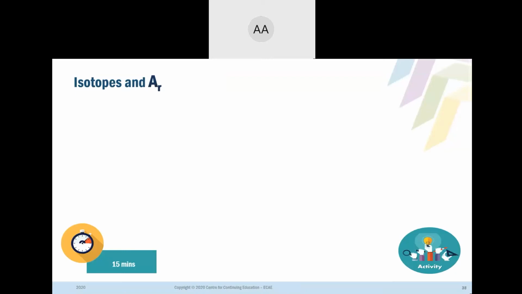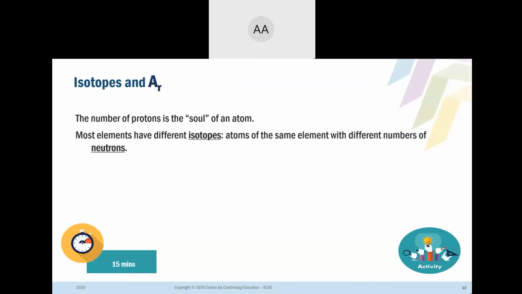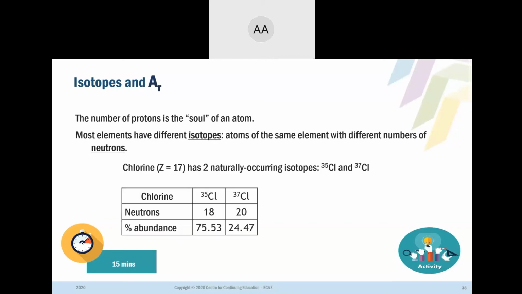Right, so let's have a little go at an activity. Isotopes. So we know the number of protons is the soul of an atom. Most elements have different isotopes, atoms of the same element with a different number of neutrons. Chlorine, as an example, has 2 naturally occurring isotopes, 35 and 37. So, what is the relative atomic mass of chlorine? Let's have a look. Can you work it out?